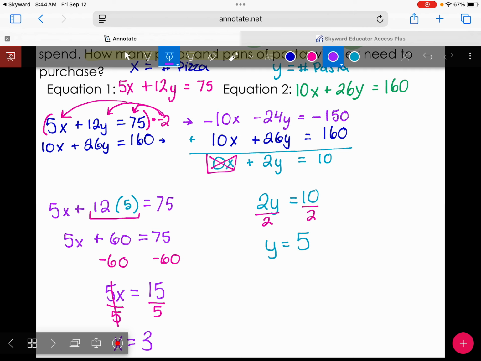So how many pizzas do I need to order? 3. Because we said that x was the number of pizzas. So I need to order 3 pizzas. How many pastas do I need to order? 5. So I need 3 pizzas and 5 pastas.